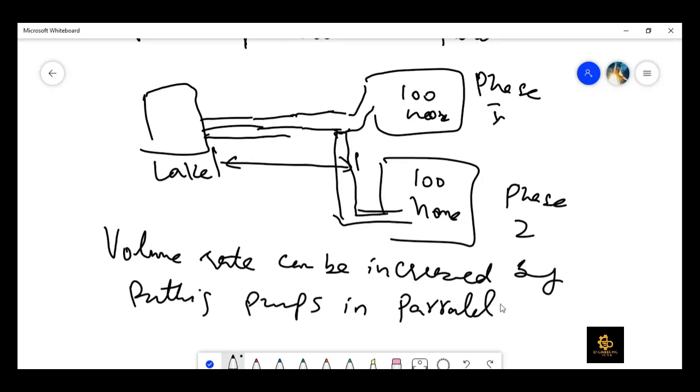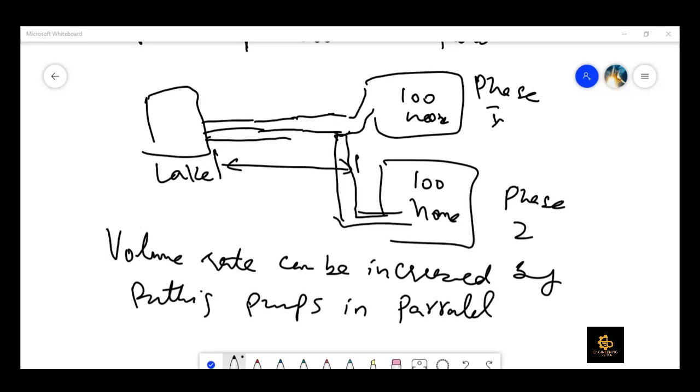So let me show you the characteristic curve for the pump arrangement in parallel. As I explained, when we install the pumps in parallel, the net volume flow rate through the piping system would be the sum of the individual volume flow rates through the pumps. So let me show you the characteristic curve for the pumps in parallel.